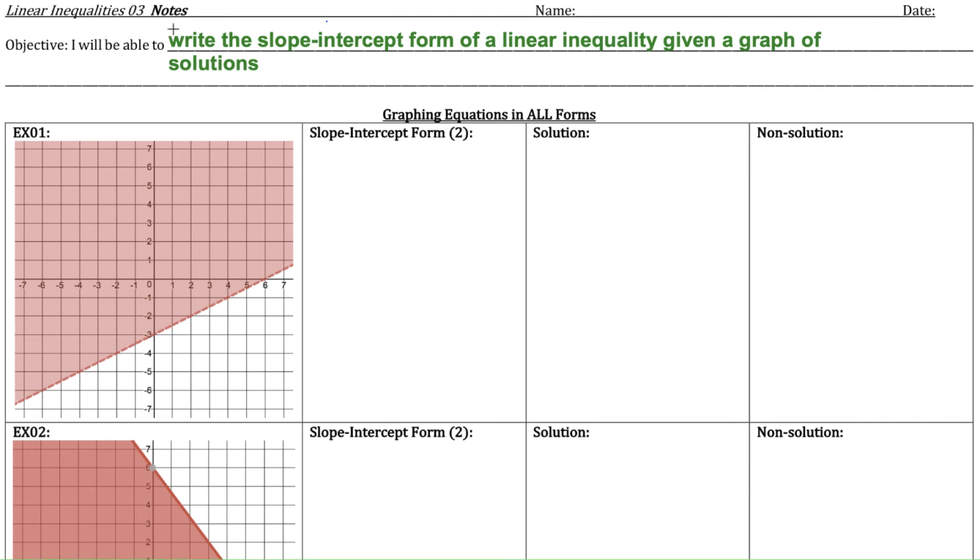All right, so in this lesson, we are going to write the slope-intercept form. Remember, slope-intercept form is y equals mx plus b, of a linear inequality, given a graph of solutions. So basically, I'm going to give you all these dots, and we're going to figure out which linear inequality goes with it. We're going to write the inequality that goes with it.